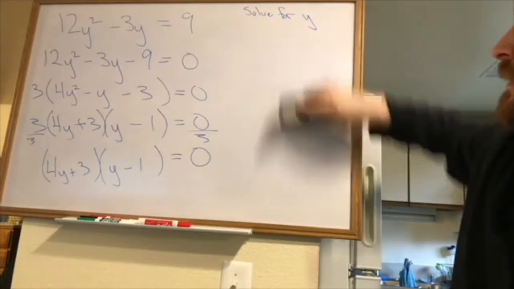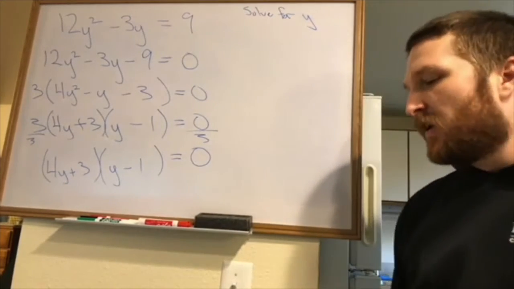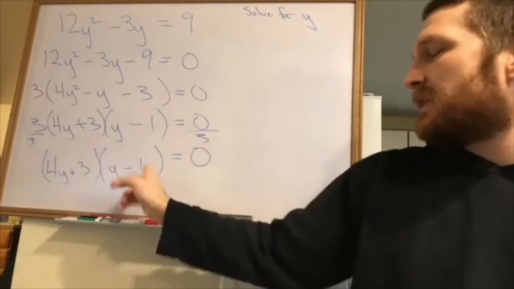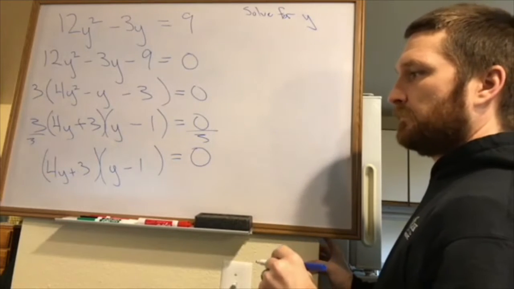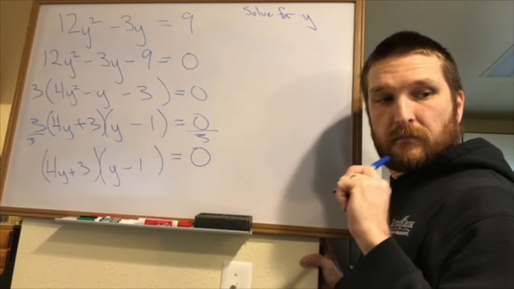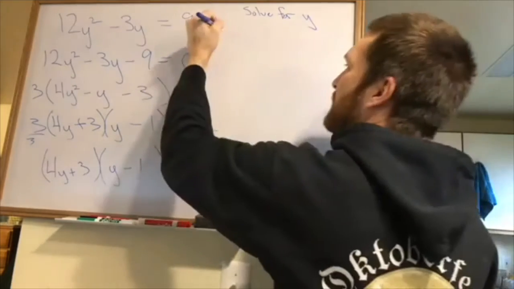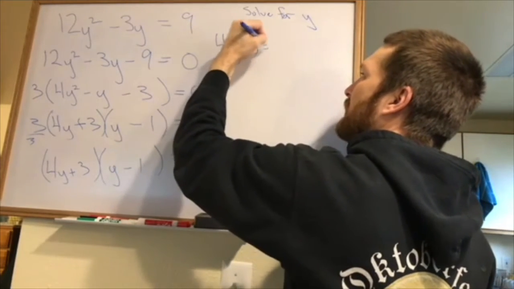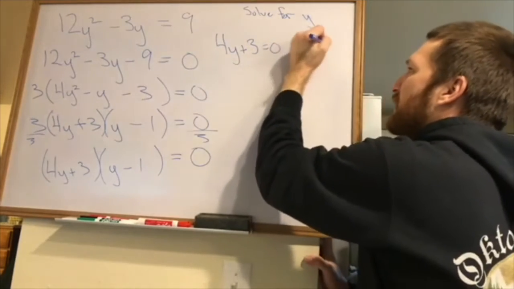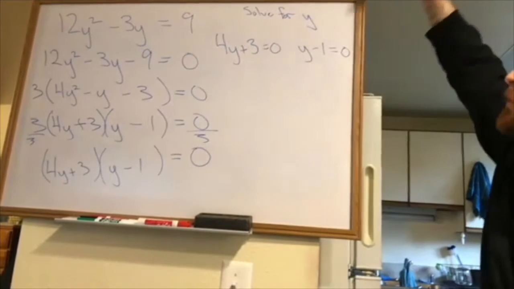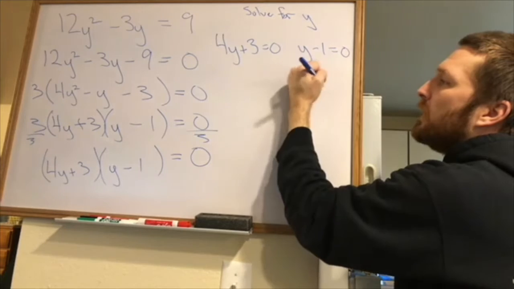And so, okay, now what do we do? We solve each of the parentheses equal to 0. Exactly. We're saying each one of these has to be equal to 0. So what equation do I get from the first one? So you have 4y plus 3 equals 0. And what's my other equation? Y minus 1 equals 0. So let's do the easy one first. This means that y has to equal what? 1. Y equals 1. That's one of them.